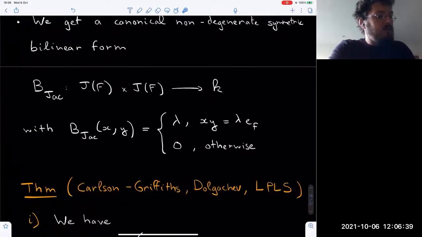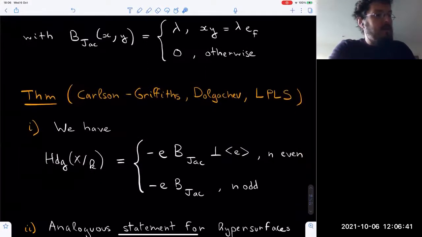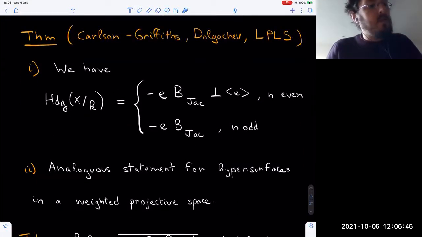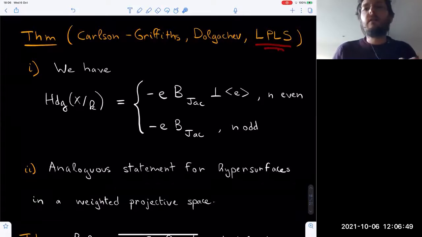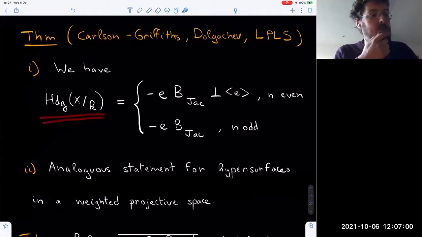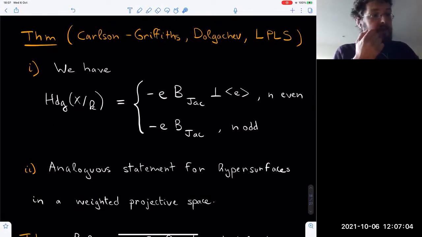So now a theorem due to Carlson, Griffiths, and also Dolgachev, and there's a little extra bit in our paper, is the computation of the Hodge pairing of this quadratic form on the Hodge cohomology of the hypersurface in terms of this Jacobian form, and it takes the following form.